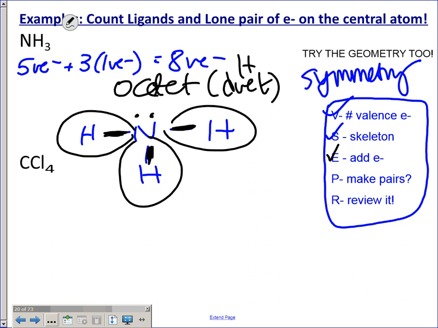Okay, so hydrogen's happy, right? Nitrogen's happy. So we've gone through the electrons. And then sometimes you have to consider, do I need to make more pairs? In this case, you don't. Everybody has an octet. As long as everybody's happy with octet or duet, we are good there. And then you review it by counting your number of valence electrons. How many valence electrons was I supposed to have in my structure? 8. How many do I have in my structure? 8. I'm good.